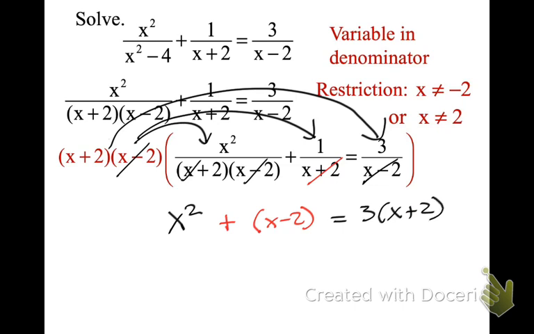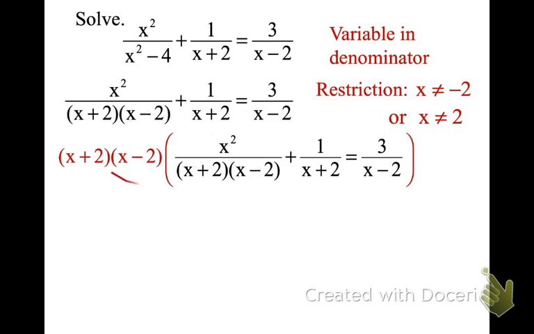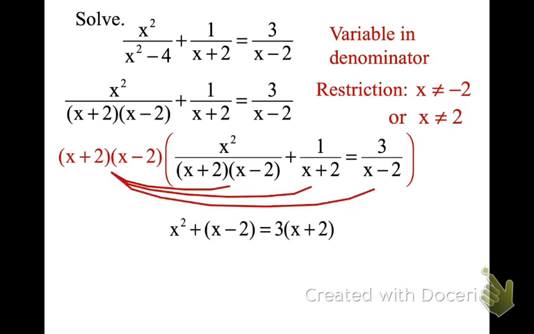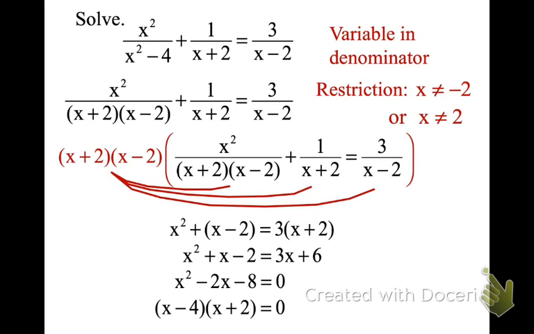So now I'm going to distribute. And then I'm going to set it equal to 0. Subtract 3x, subtract 6. I'm factoring. x is equal to 4 or negative 2. So what's the solution? 4 only, because negative 2 is extraneous. Okay, all right, and I believe that's it.